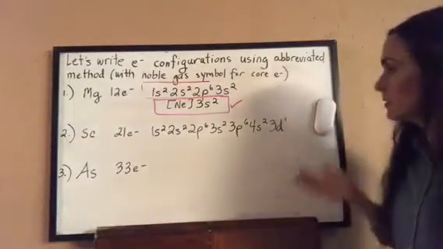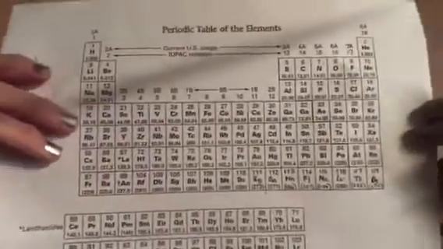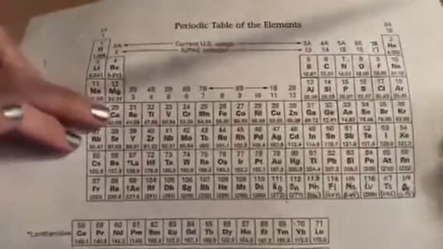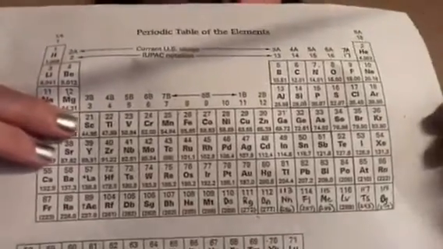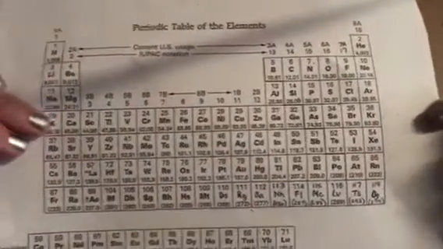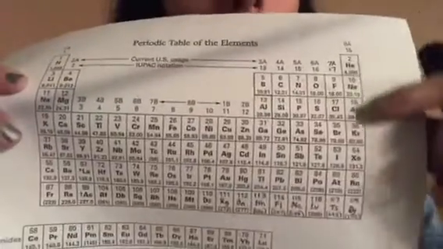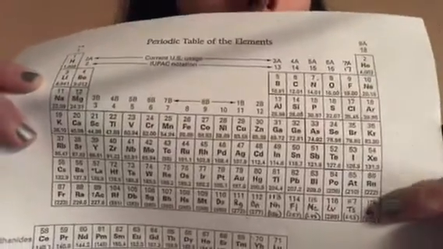It gets long, so let's write the shorthand way. I am showing both ways because maybe you learned it the longhand way in 110 and maybe you didn't learn the shorthand way. Eventually we're just going to skip the longhand way and go right to the shorthand way. If you look at scandium, the noble gas that precedes it is argon. Remember, noble gases are column 8A, group 8A. You're looking here.